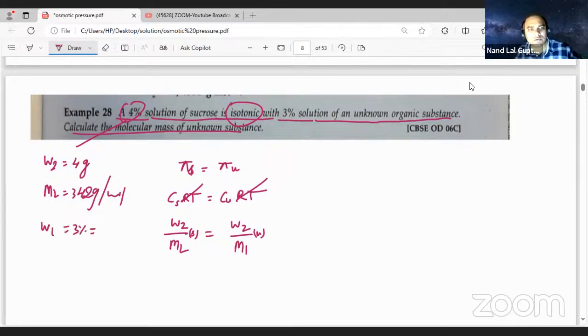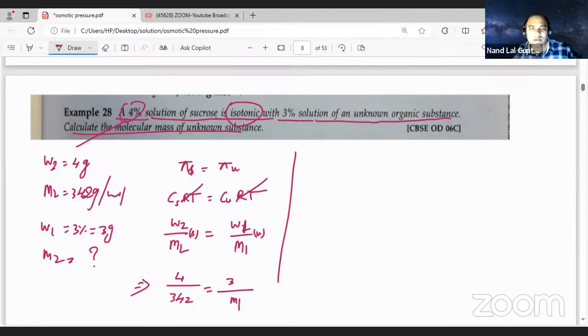3% means how much, student? 3 gram. And M1 they are asking. So what we can do here is plug the value here. W2 is 4, M2 means 342, divided by W1, which is 3, divided by M1 they are asking. So M1 is equal to 3 into 342 divided by 4.